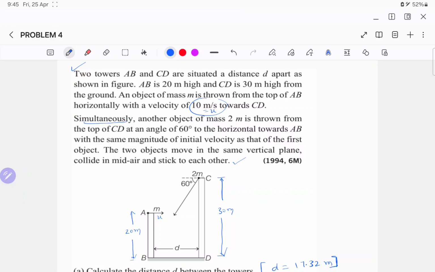Simultaneously, another particle from the tower CD is projected with the same speed, 10 meter per second, having the same magnitude of initial velocity as the first object. Which means with whatever speed we projected from the top of tower A, the same speed is maintained for the second particle of double the mass from point C, making a 60-degree angle with the horizontal. And they said they collide in air and stick to each other.